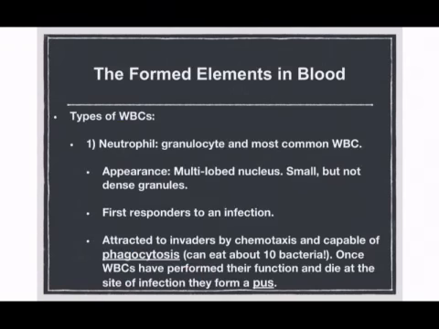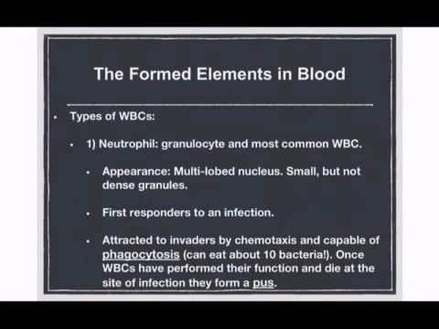White blood cell types: 1 is a neutrophil. It's a granulocyte, and it's the most common of all the white blood cells. It has a multi-lobed nucleus, and it has small but not very dense granules. So they're tiny granules, and they're not very spread out. The neutrophils will be the first responders to infection. That's one reason they're the most common white blood cell.